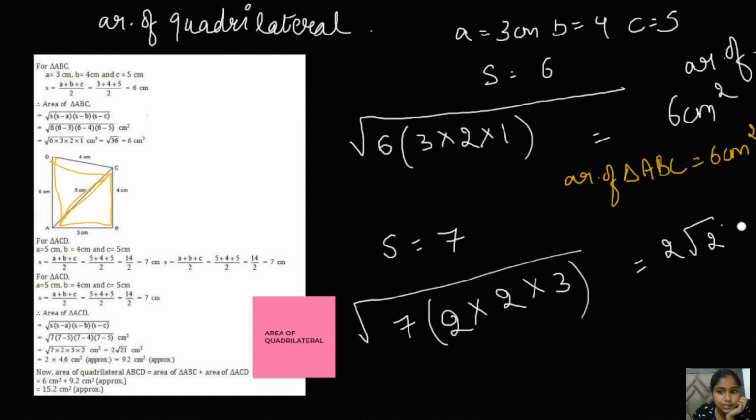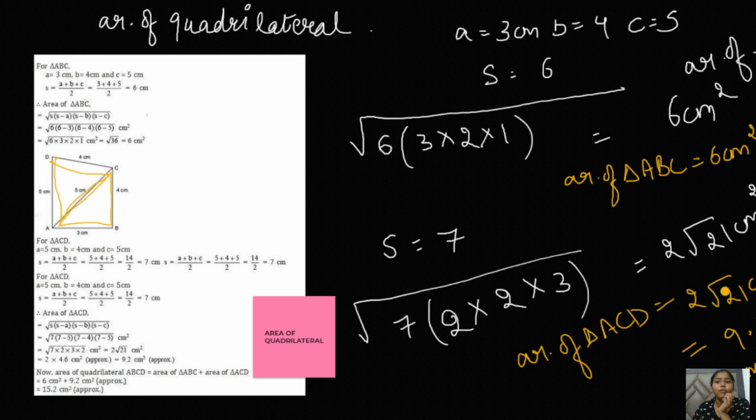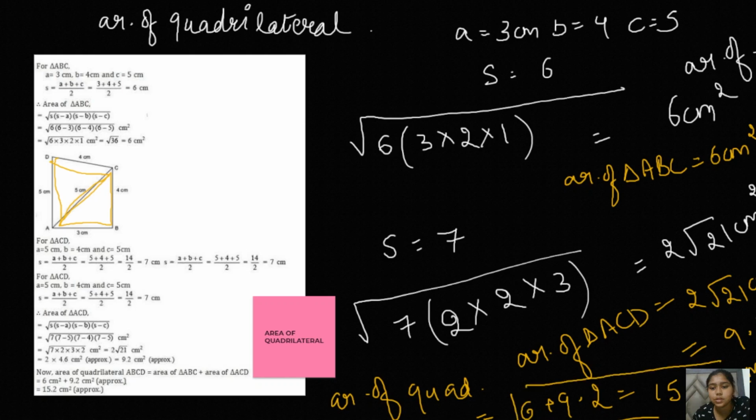Okay, so we can write that the area of triangle ACD is equal to 2 root 21 centimeter squares, or we can calculate it as 9.2. You can just put the value of root 21. Now the area of the quadrilateral will be equal to the addition of both the triangles, that is 6 plus 9.2, and you will get 15.2 centimeter square as the final answer. So this is the area of the quadrilateral, equal to 15.2 centimeter squares.